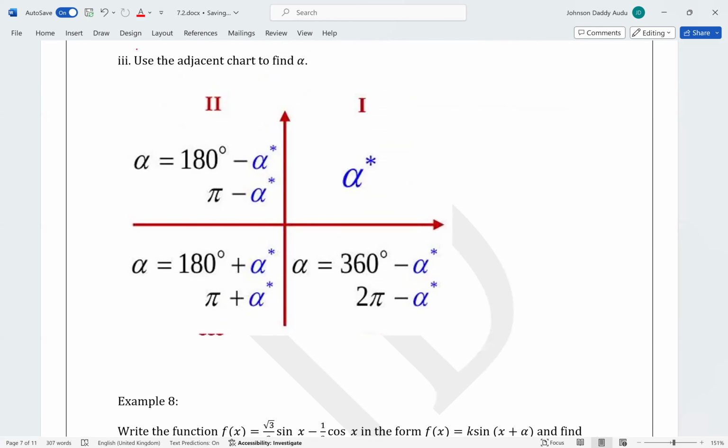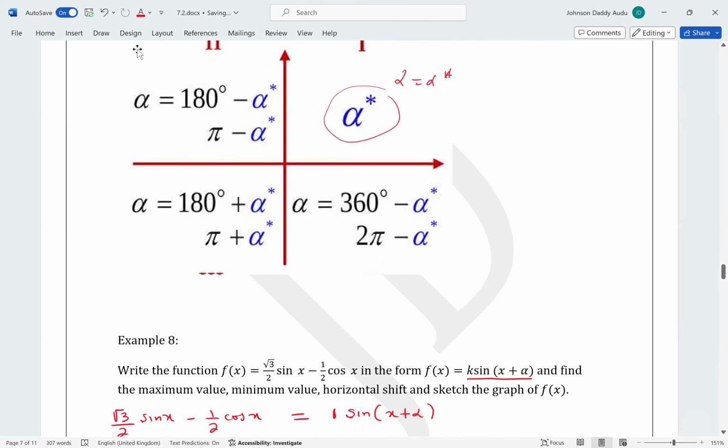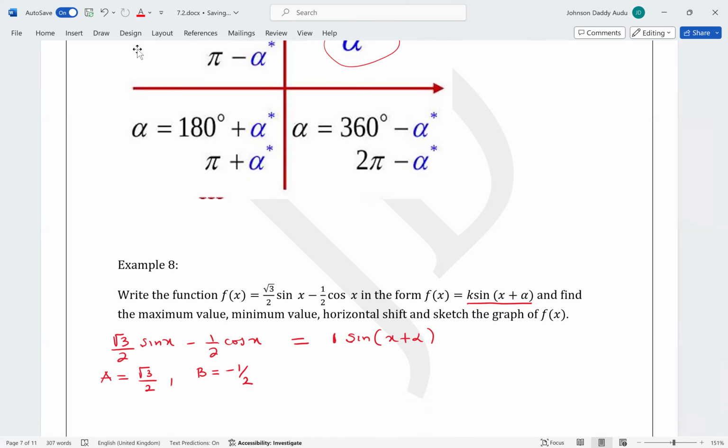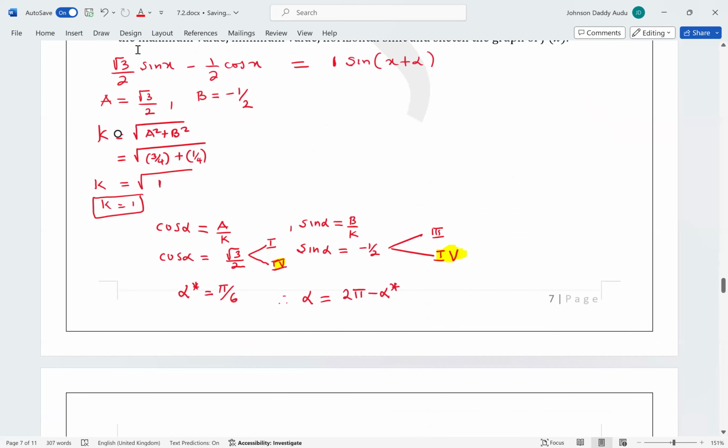So this is alpha star. If you're in the first quadrant, alpha is alpha star. In the second quadrant, you have 180 minus alpha star. And then here you have pi plus alpha star. But here we'll use this. So it means that your alpha is actually 2 pi minus pi over 6, and this is going to be 11 pi over 6.